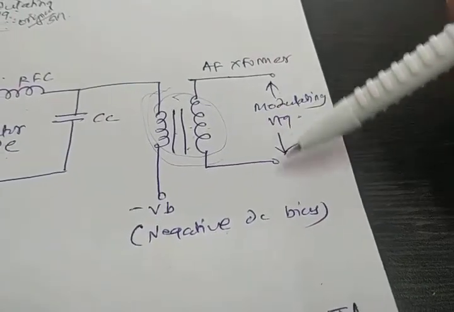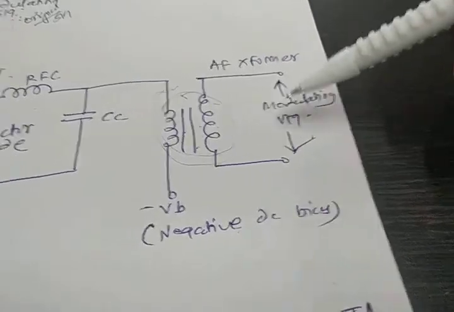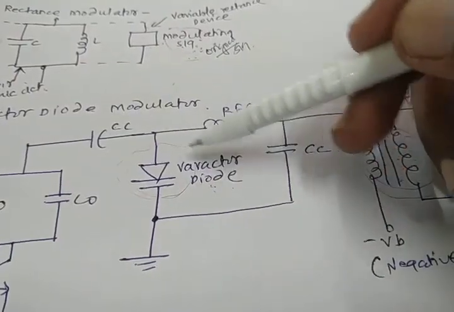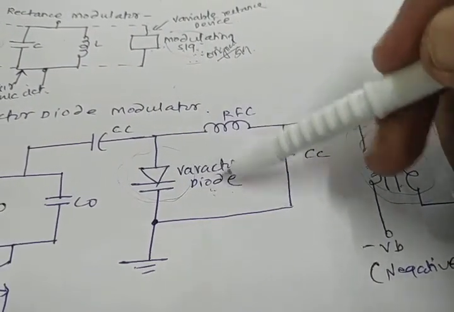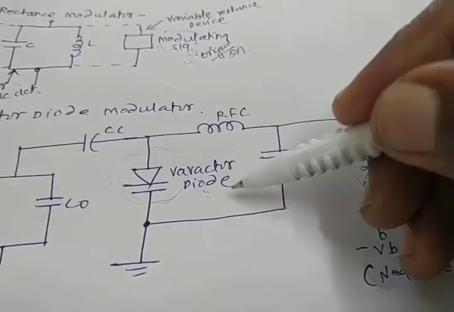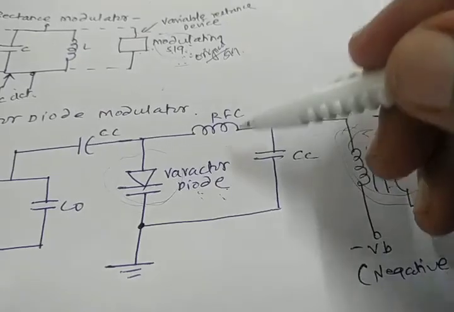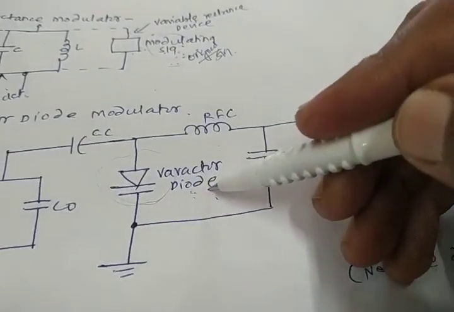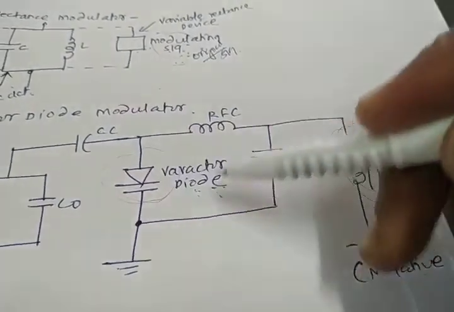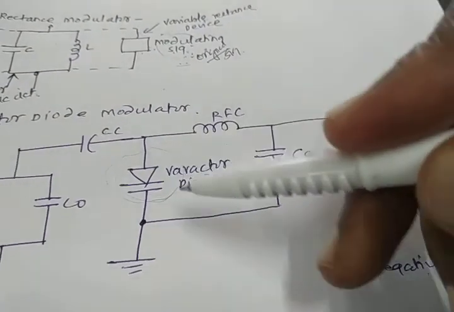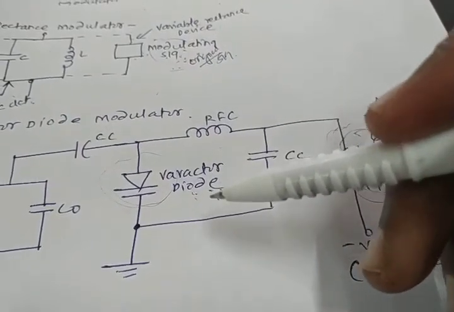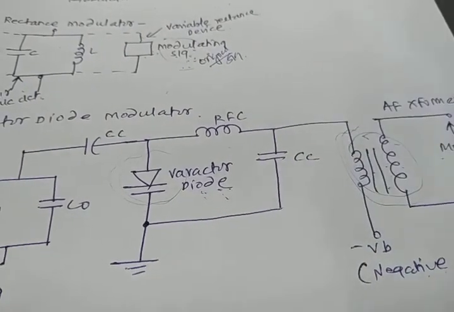Whenever the modulating signal varies, in proportion to this modulating signal the voltage across the varactor diode will increase. The first condition is the nature of the varactor diode: whenever we provide voltage across this varactor diode, it is in reverse bias. Means when the varactor diode is generating the signal, it is in a reverse bias condition.